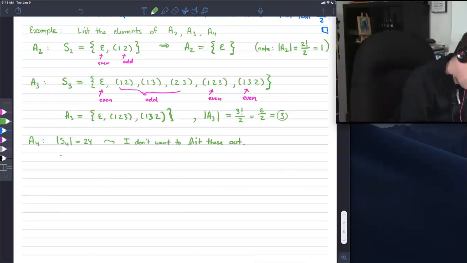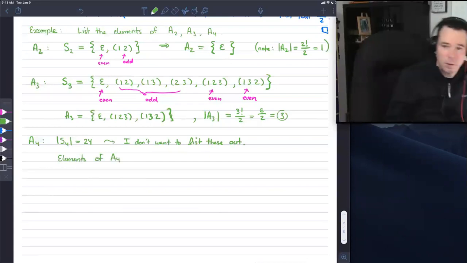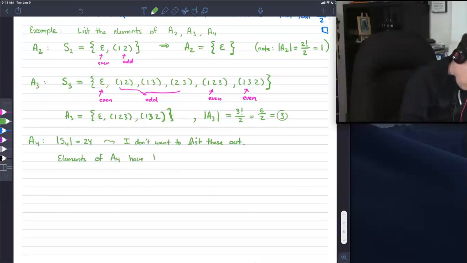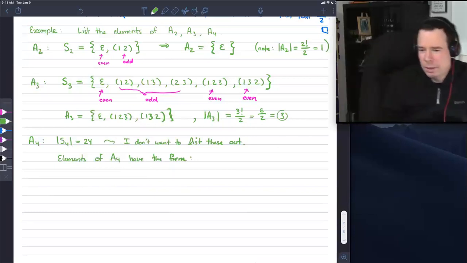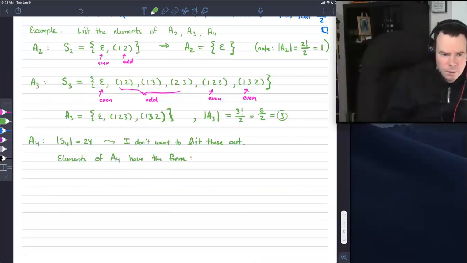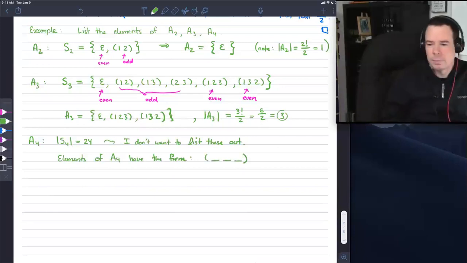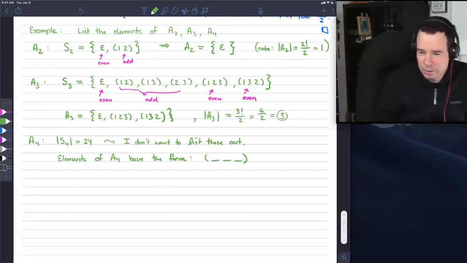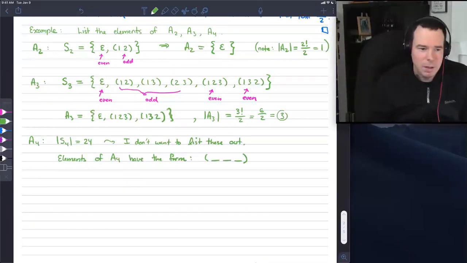Well, we could just try to think about what the form has to be. So elements of A4, so they're permutations on 4 objects, have the form. Well, what could they look like? Yeah, they could be 3 cycles, exactly. They could look like a 3 cycle. Those are perfectly good examples of the even permutations that would be in A4. What else could they be?